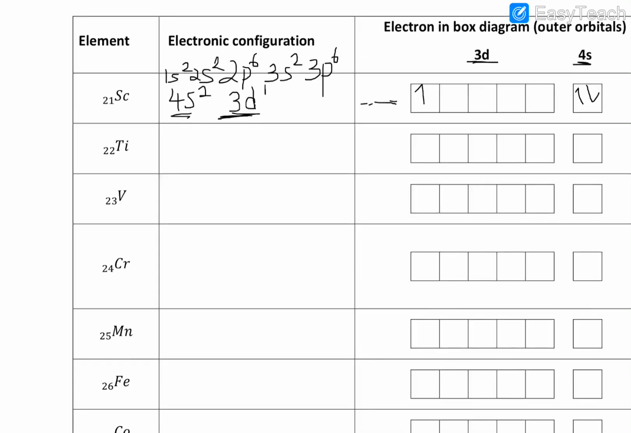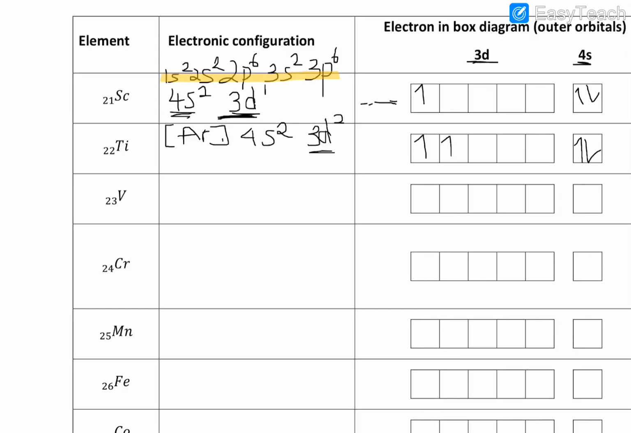Okay, titanium. Again, 1s2, you're going to write that again, 1s2, 2s2, 2p6, 3s2, 3p6. Then again, you're going to have 4s2 and then 3d2. Now, I'm going to use Ar to make it easier. Ar is 18, so 19, 20, and then 3d2, 22. So 4s2 and 3d2.